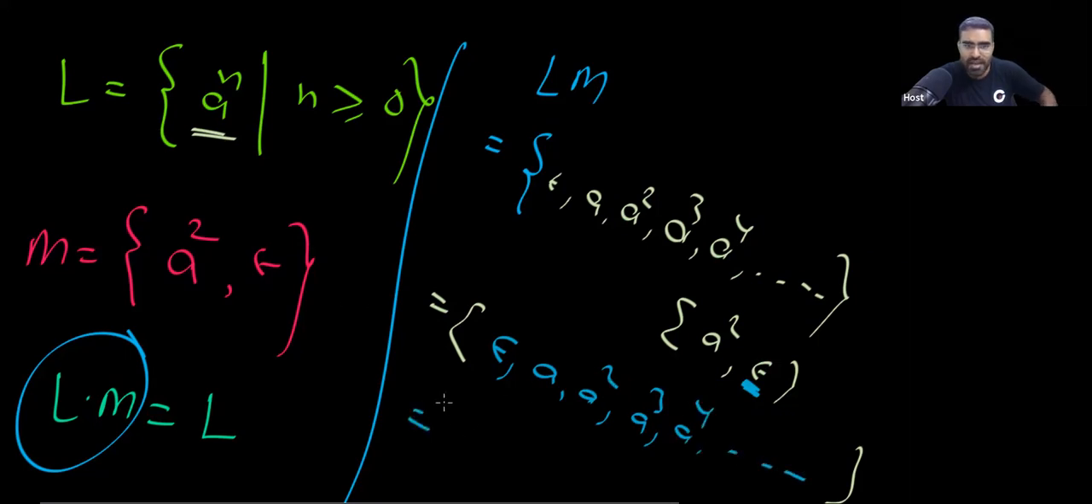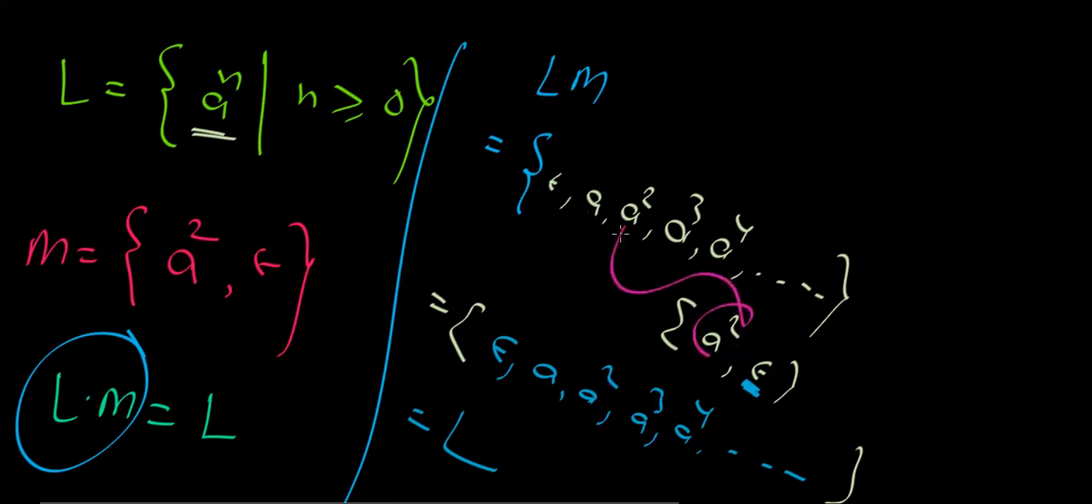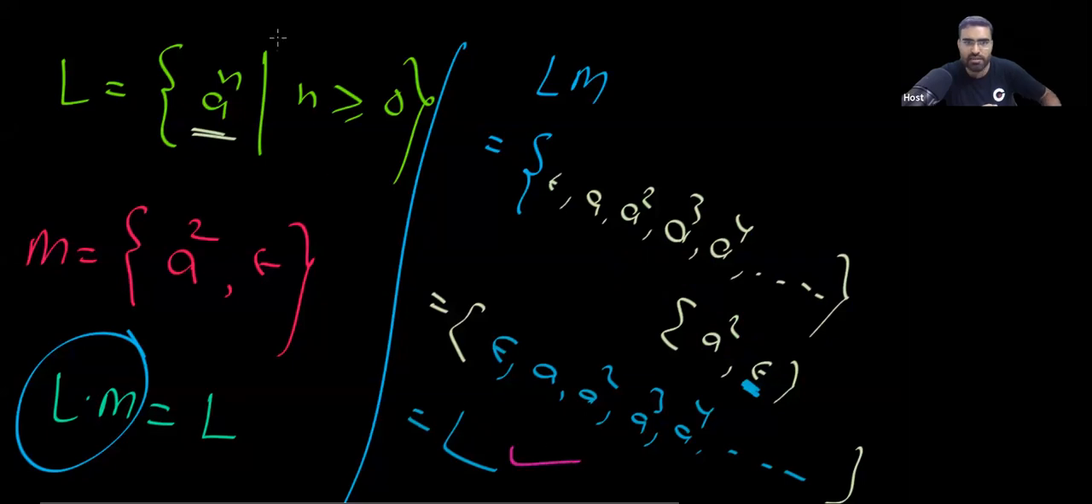Already you got L. See, using this a square, whatever you get is already here. With this, a square is already here. With this, a cube is already here. With this, a power 4 is already here. So ultimately, you are getting L. Okay. Any other doubt?